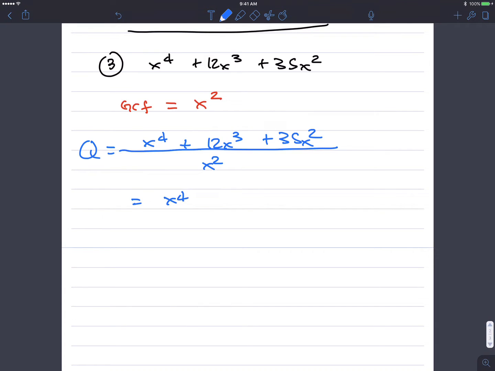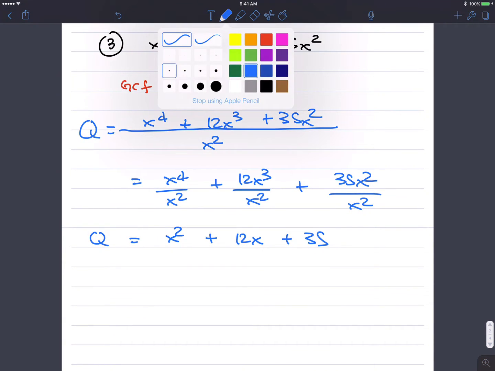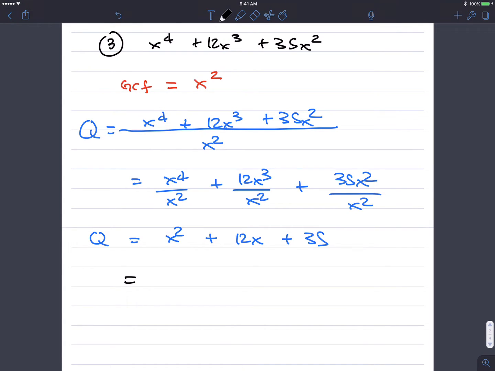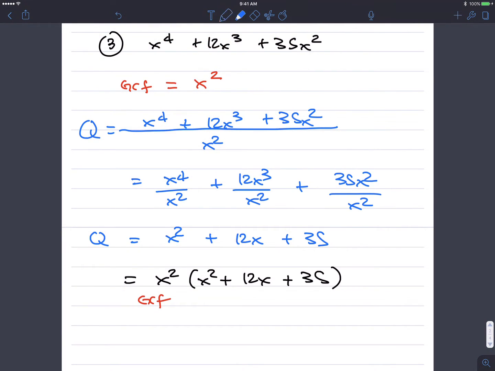We get x to the fourth over x squared, 12x cubed over x squared, 35x squared over x squared. We get x squared plus 12x plus 35. Here's our quotient. So all together, this is x squared times (x squared plus 12x plus 35). Again, let's point out the greatest common factor and my quotient.